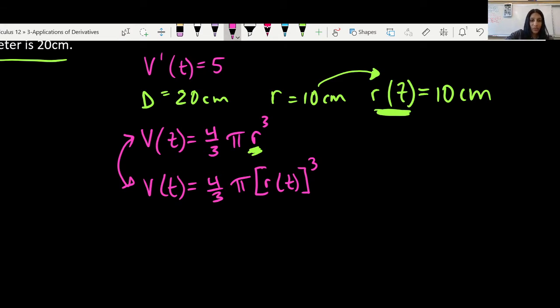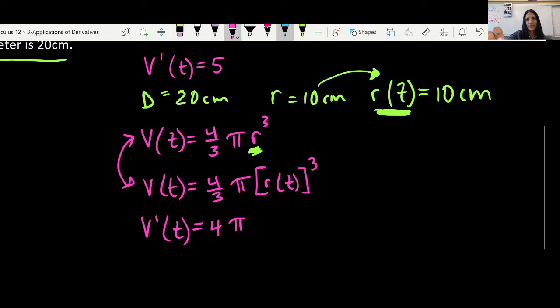Okay, so then we wanted v prime of t. That means we want to take the derivative of this whole thing. To put this into perspective, that 3 would come down, so my 3's are going to cancel here. So I'd have 4 pi.